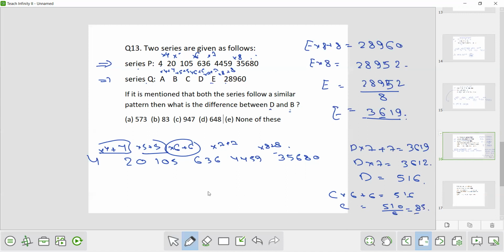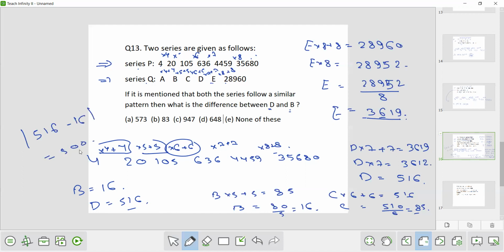Now you have calculated C, then B. So B into 5 plus 5 is equal to 85. So B is equal to 80 upon 5, that is 16. Now you know that B is equal to 16 and D is equal to 516. Now we have to calculate the difference between D and B. So in such type of question, you always take the mod of the difference. So mod is 516 minus 16, that is 500. So 500 is neither in option A, nor in B, nor in C, nor in D. So your correct option will be E, that is none of these.